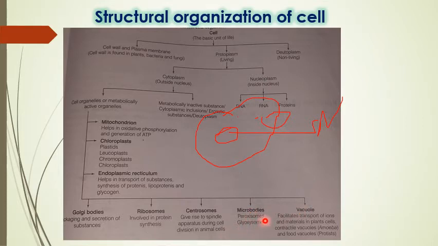Microbodies include peroxisomes and glyoxysomes. Vacuoles help in transport of ions and materials in plant cells, and in amoeba they are involved in food processing. Now nucleoplasm is inside the nucleus. This is the nucleus, and inside the nucleus there are DNA, RNA, as well as protein.